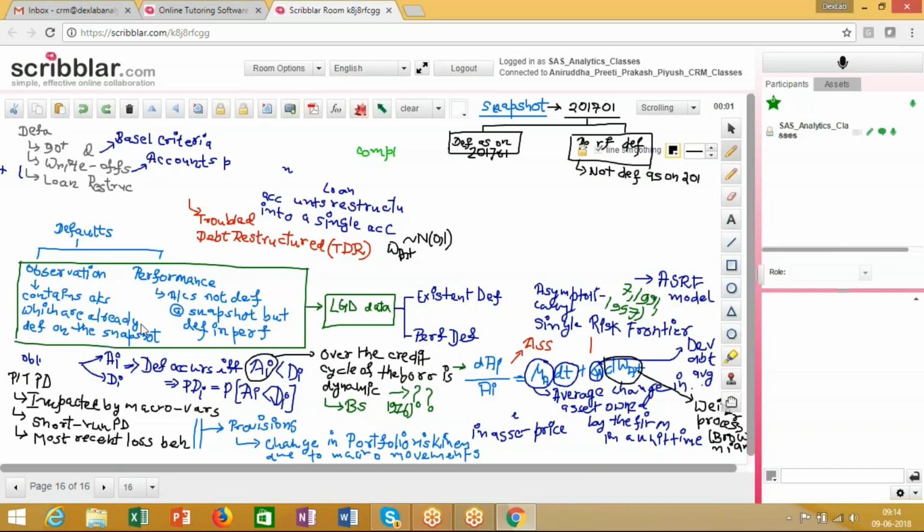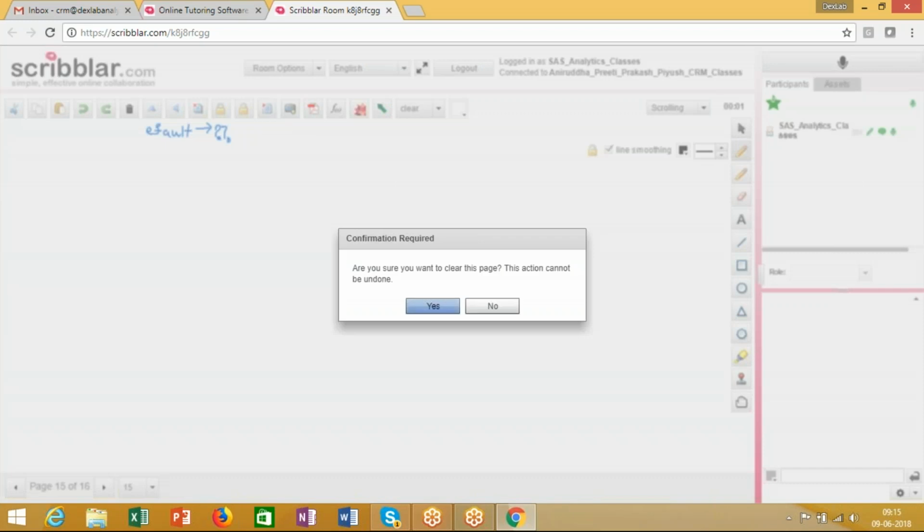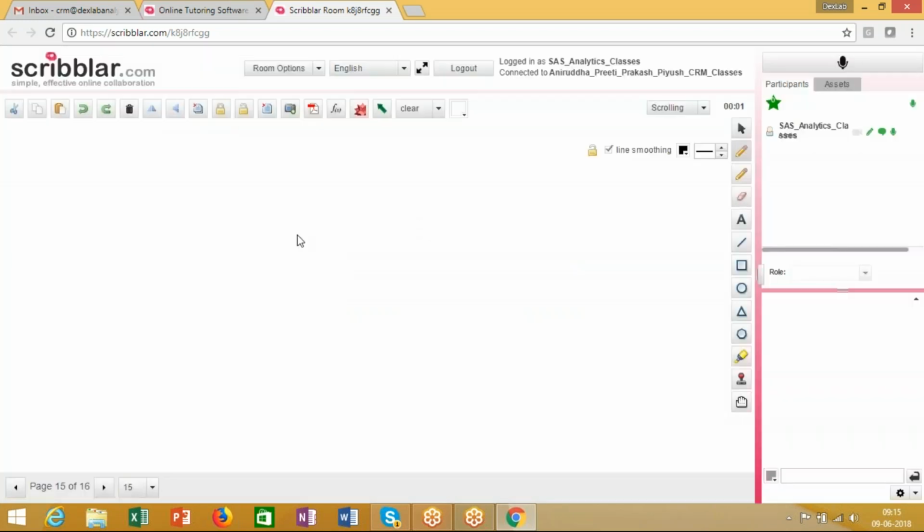So in the session that we had in the last class, we started talking about the probability of default under the Basel models, right? So what was the probability of default that we were talking about? Probability of default, as we said, is the chances of a borrower to default in the next 12 months, right? And what we wanted to do over here was to understand the challenges of developing this model.